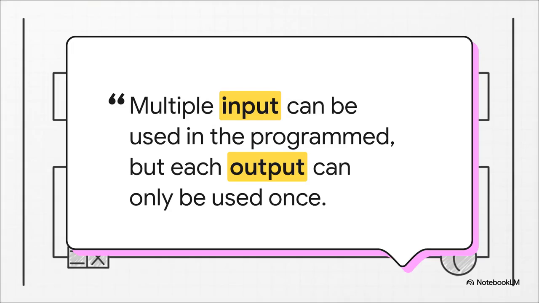So here's the key difference. You can check the status of a button or a sensor, an input, in 100 different places in your code if you need to. That's just reading information. But that final command, the one that actually tells the conveyor motor to turn on, can only exist on one single rung. That's the one and only place you get to write to that output.